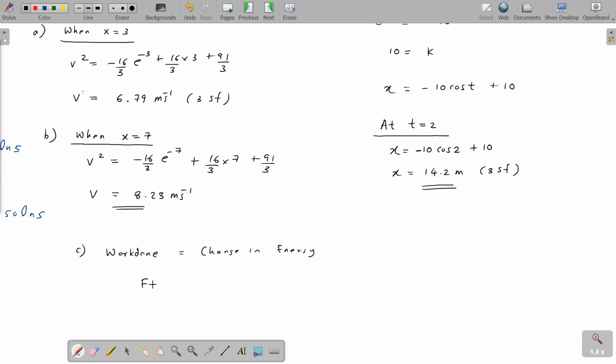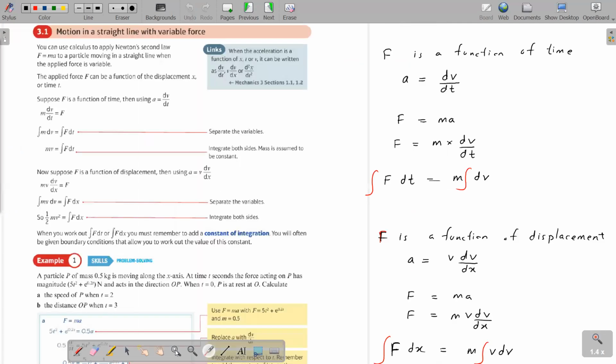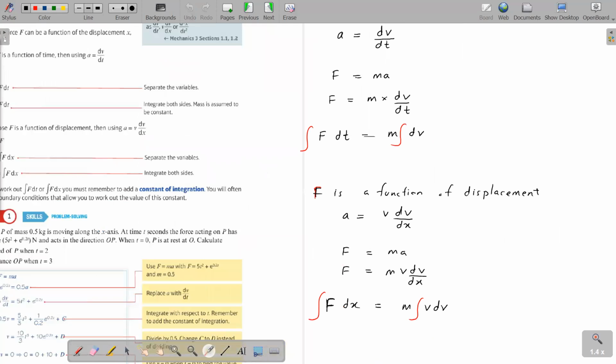When your force is a function of displacement, you get here mv dv by dx, right? When you use F equals ma, just to prove to you what's going on, F equals mv dv by dx. This is what we did at the very beginning, isn't it? Do you recall? F equals ma. So if force is a function of displacement, F equals mv dv by dx.